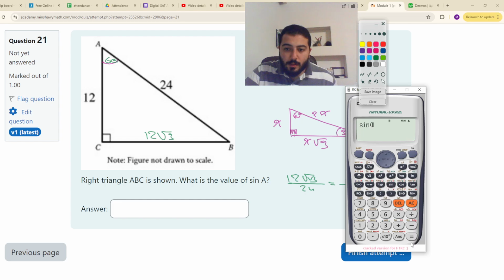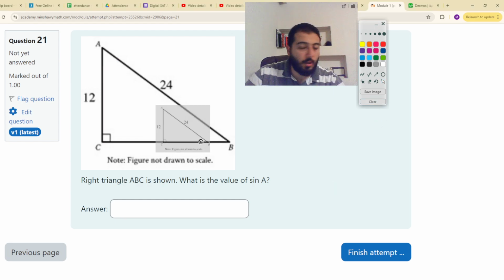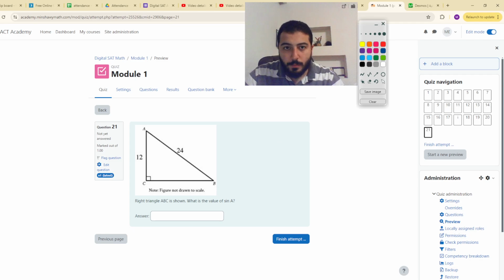So what is sine 60? That is root 3 over 2. Same value. Press 1 if you understand. This is from the trigonometry lesson, basics of trigonometry. Very straightforward question.